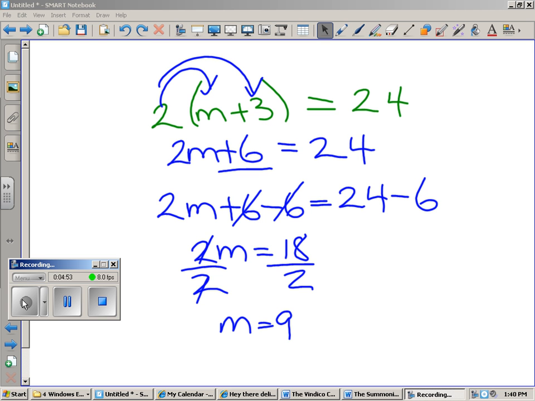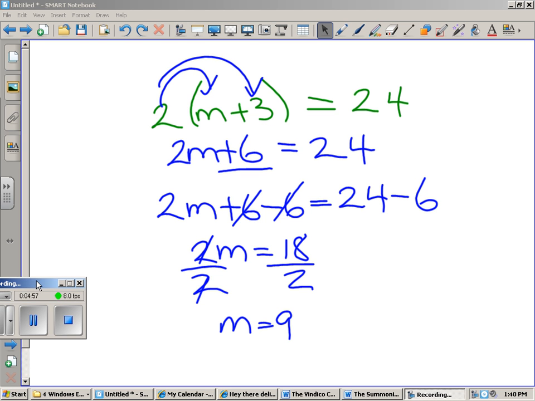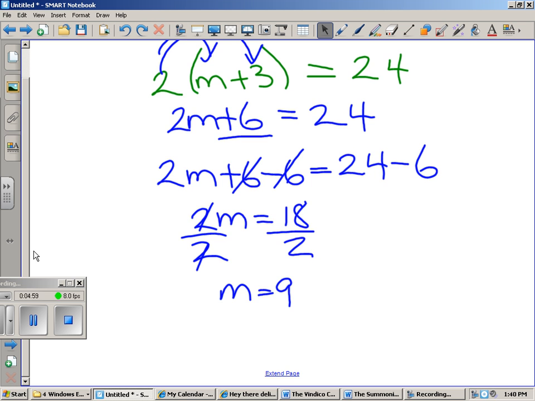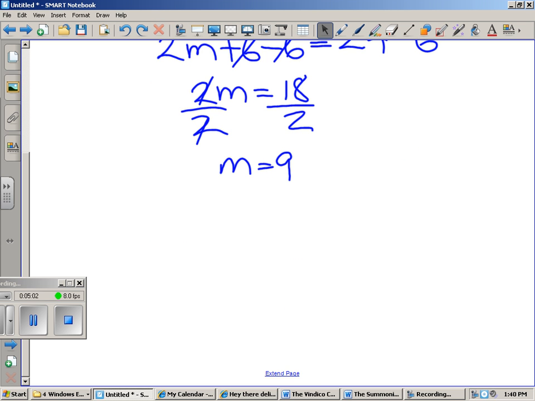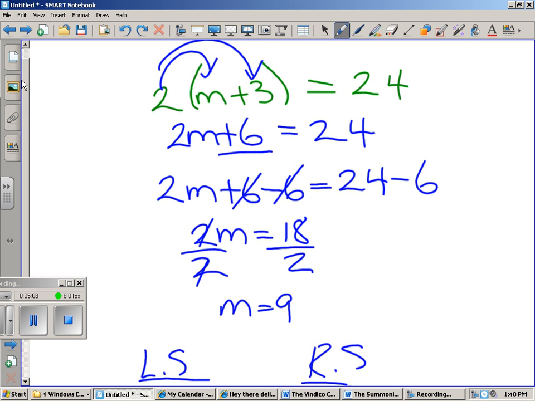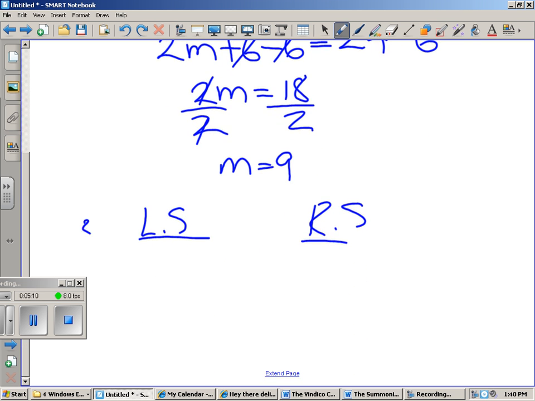So it looks like we're done here, but we're not, because as we know, we have to check. So if I move this over, my check is my left side, right side. And you got to go back to the original question. So in the original question, this was 2 bracket m plus 3.